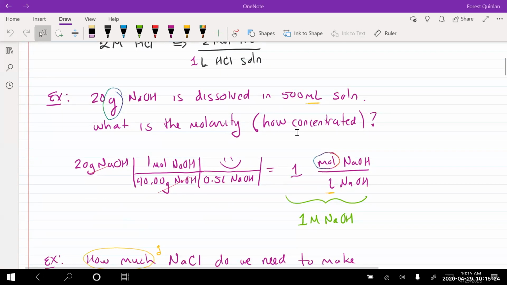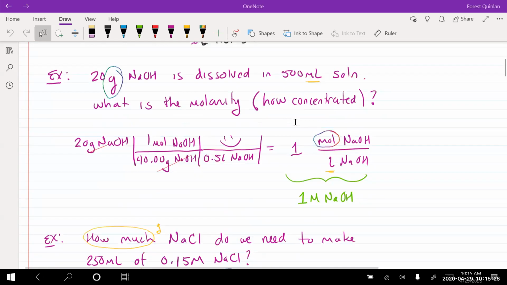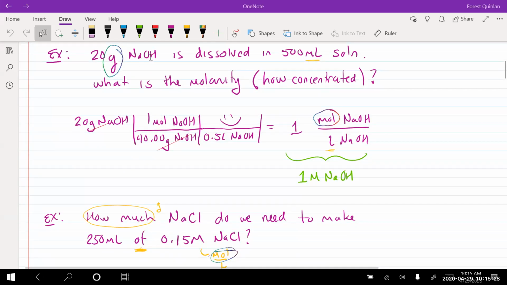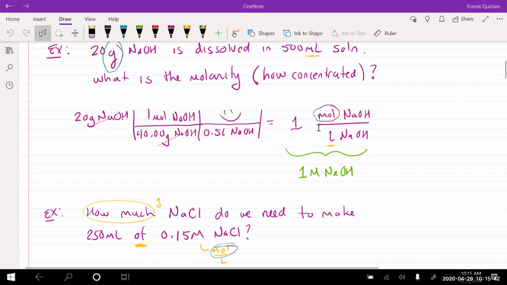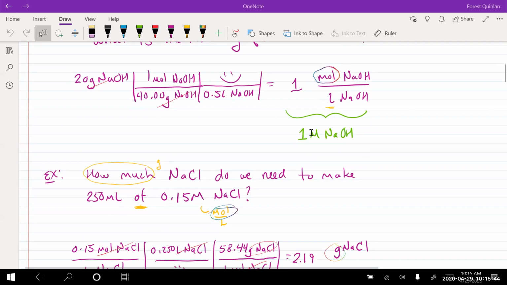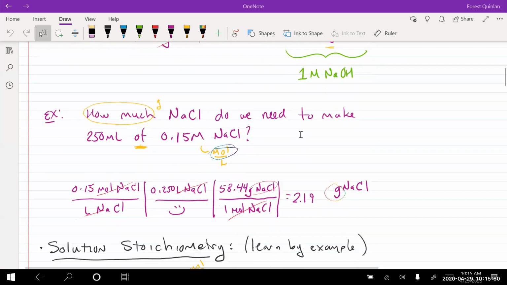I went through a couple of calculations about how you can do this, say you've got 20 grams of sodium hydroxide dissolved in a half liter. How strong is it? And of course, what does that mean in molarity? So you can just take the grams to moles, divide by your volume, and you'll figure out the molarity of a solution. Basically, just stoichiometry like we would normally do. We're just doing it from different beginning and end points.